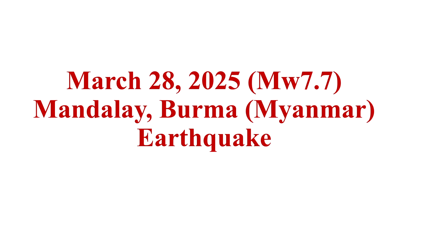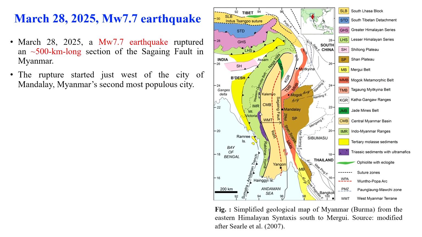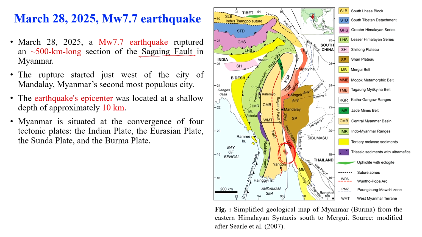Now coming to the 2025 March 28th earthquake of Mandalay, that is the Myanmar earthquake in Burma. This area has a fault known as the Sagaing fault, and this Sagaing fault is almost 1200 kilometers long, which is the result of the lateral movement between two plates, that is your Indian plate and your Eurasian plate.